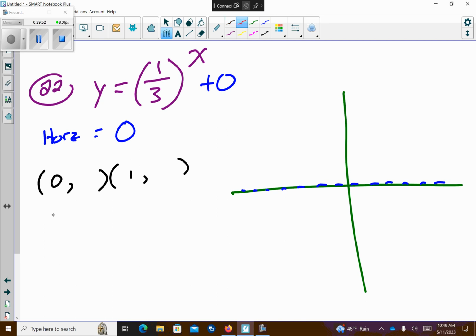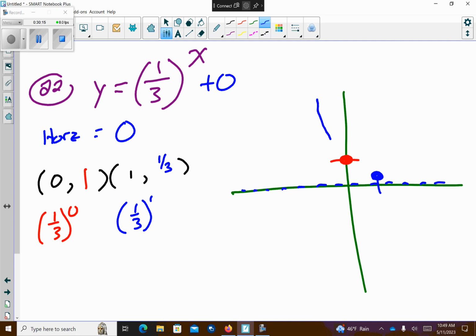All I'm going to do is go 1/3 raised to the 0. That is 1. So 0, 1, like right here. Then I'm going to plug 1 in. 1/3 raised to the first is 1/3. So 1 comma 1/3, it's like down here. So is this growth or decay? Decay. As I go to the right, the graph goes to the asymptote.